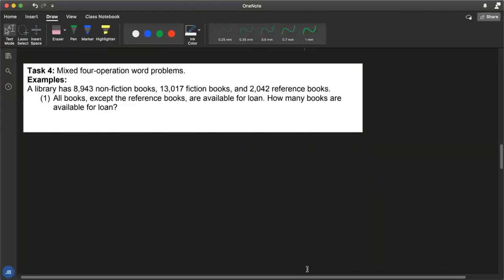All right. Our first word problem. Melinda, would you like to do this one? Yeah. All right. Would you read it out for everybody too? All books except the reference books are available for loans. How many books are available for loans? Perfect. So when we're looking up top, which one of these numbers are not available for loans? 2042. Perfect. So here's our reference books. So 2042 reference books are not available for loan.